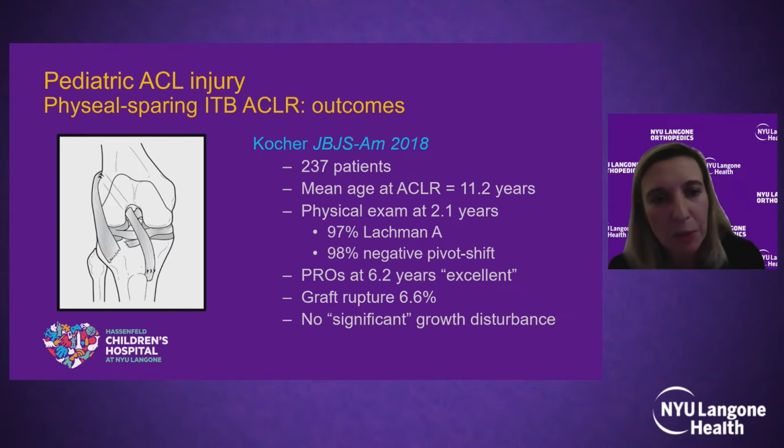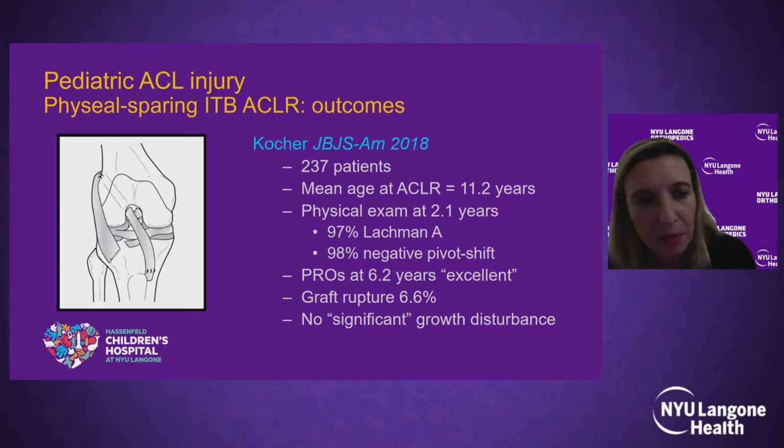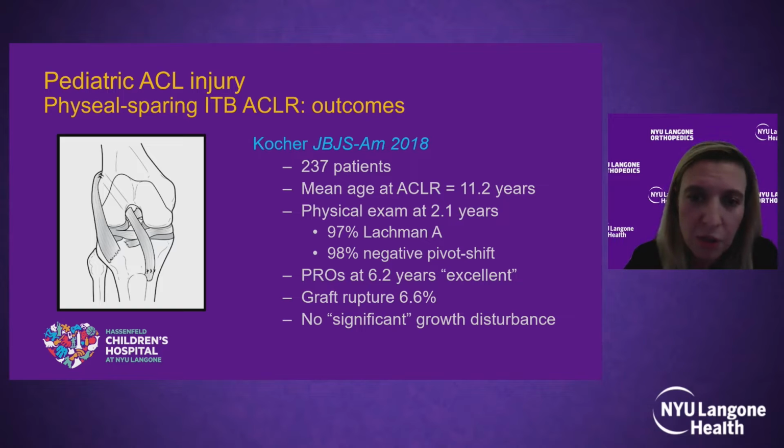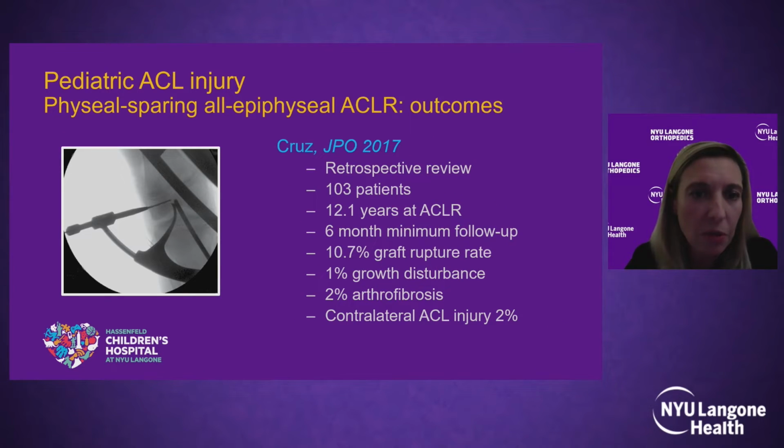In terms of outcomes from these, there's a couple of recent studies that have looked at both of them. So out of Boston Children's Hospital, this was published in 2018, looking at 237 patients, and they had pretty good follow-up on this. Average age 11.2 years at time of surgery, and then at 2 years after surgery, 97% Lachman A, 98% negative pivot. The patient-reported outcomes at 6 years were excellent, 6.6% rate of graft re-rupture, and no significant growth disturbance reported.